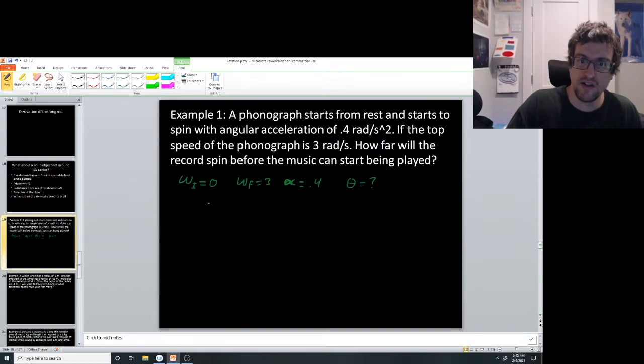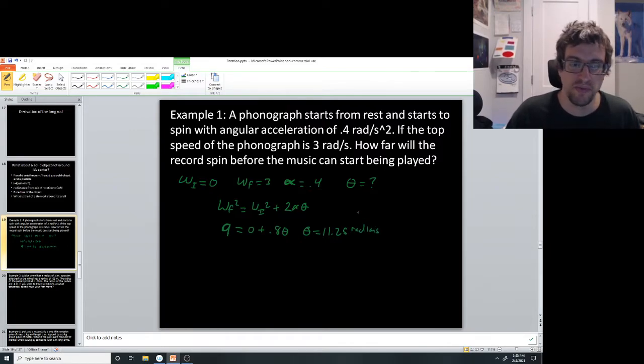So in order to do that, I need to use a kinematics equation. This is omega final squared equals omega initial squared plus 2 alpha theta. Right? And we just plug in here. 0 equals, nope, not 0. 9 equals 0 plus 0.8 theta. Theta is 11.25 radians. Okay, pretty straightforward.